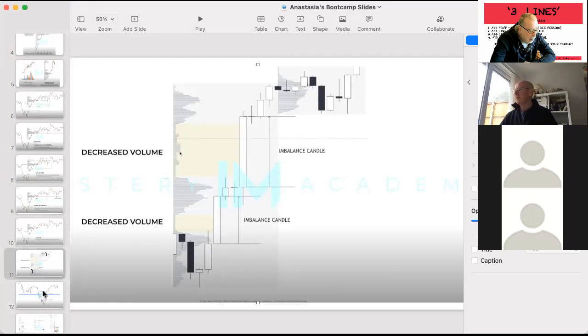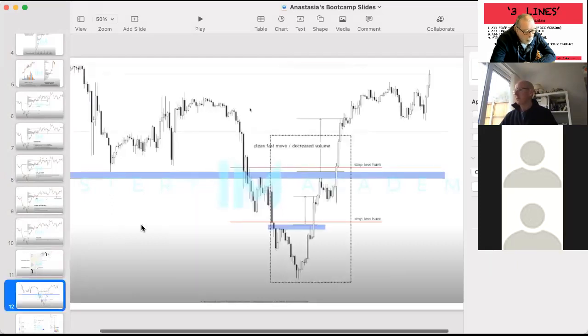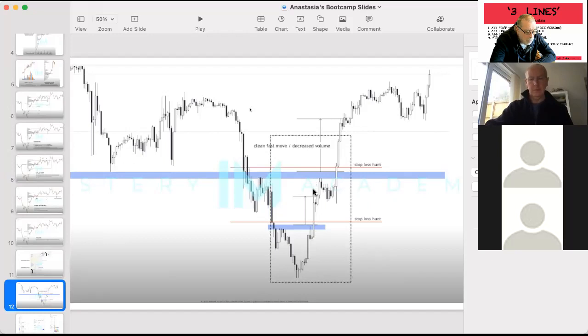Where are we? So she's saying there it's a clean, fast move. Here, this is the imbalance candle, and it's a clean, fast move. It's one candle. It's moving up rapidly. It's not giving anybody any time to get in.